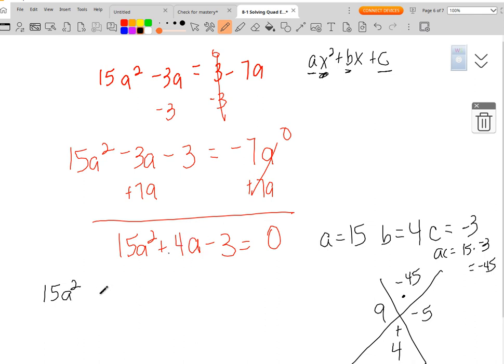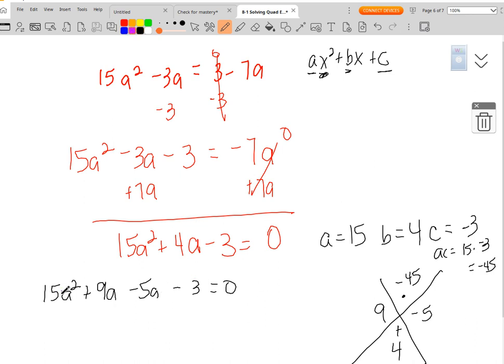So now we are rewriting it, and we're splitting that middle term. So 4a is equal to 9a minus 5a, right? 9 minus 5 is 4a. And we're going to bring down the minus 3. Now we've written another equation that's equal to the one we had. It's just in a different form. Does that make sense, Tyrese? Yeah. Okay.